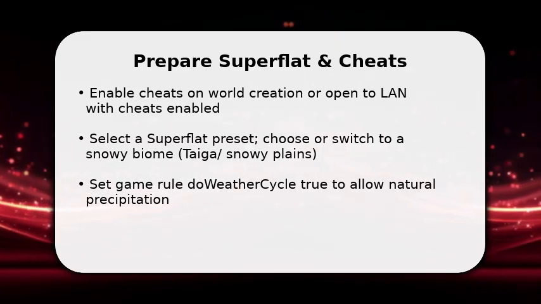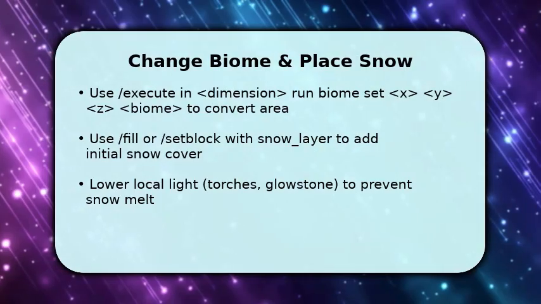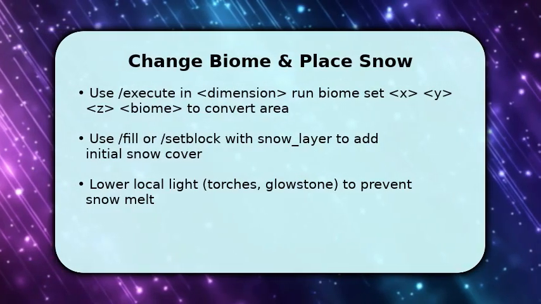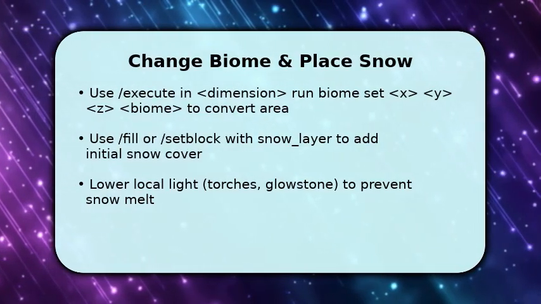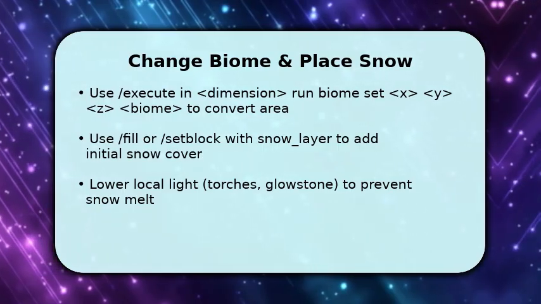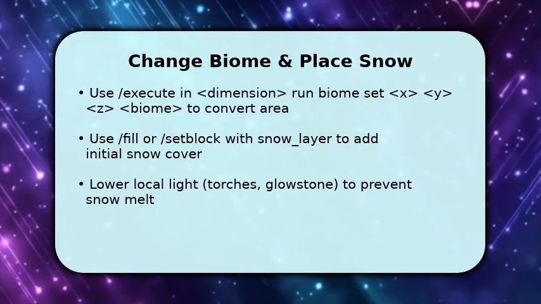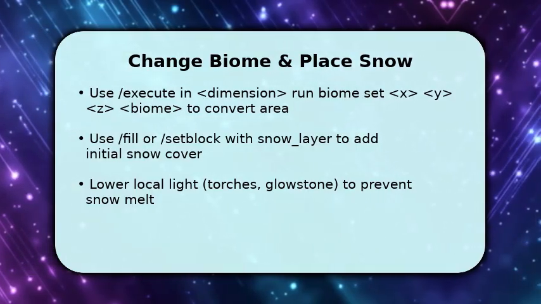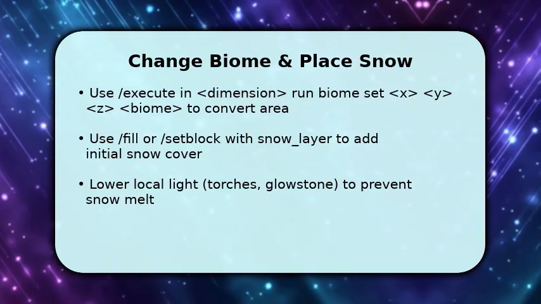Now you convert the area and add snow by hand. Use biome commands to set the target chunks to a snowy biome. This makes precipitation fall as snow instead of rain. Then apply snow layers with /fill or repeated /setblock snow layer commands to create immediate ground cover and shape drifts.